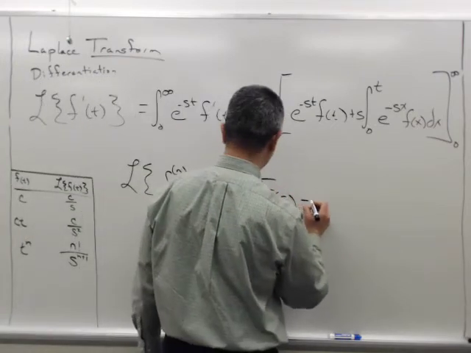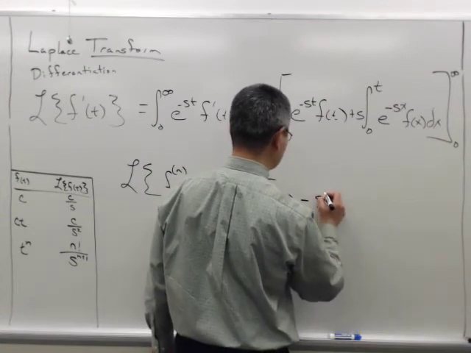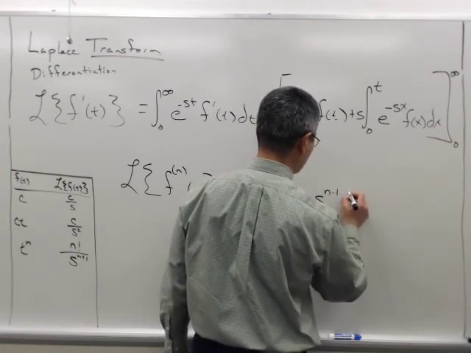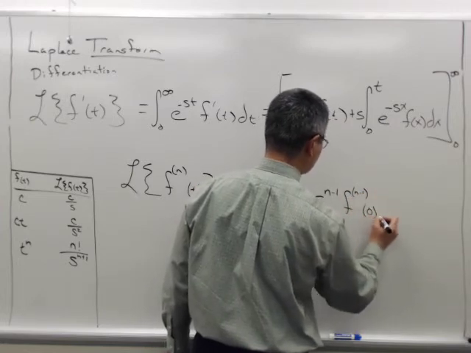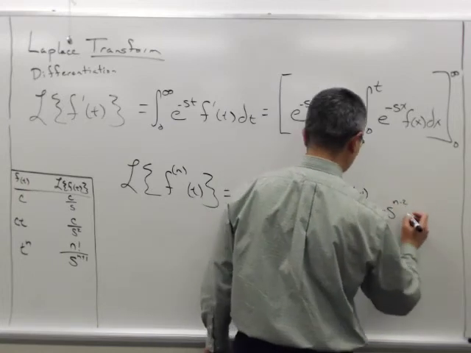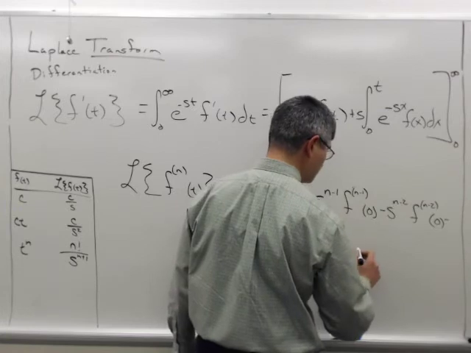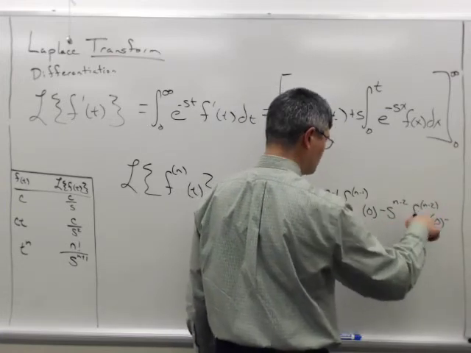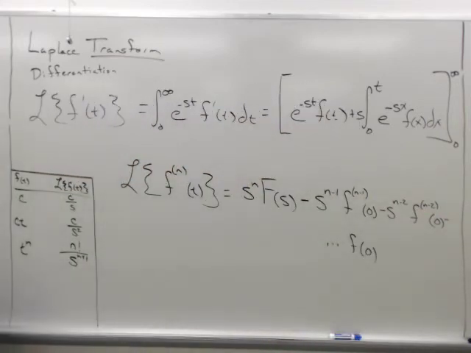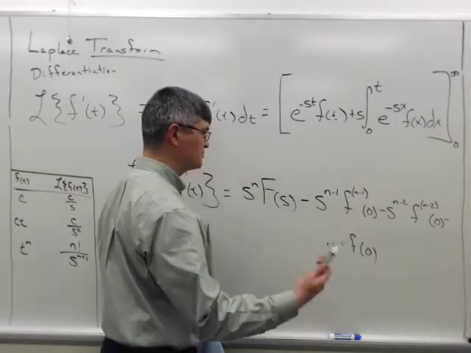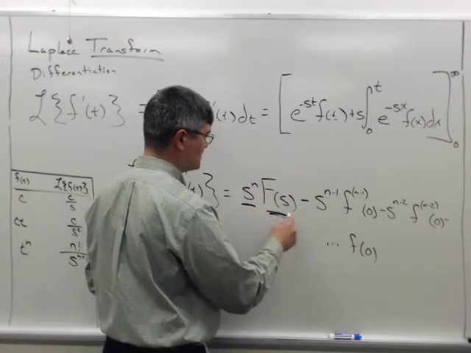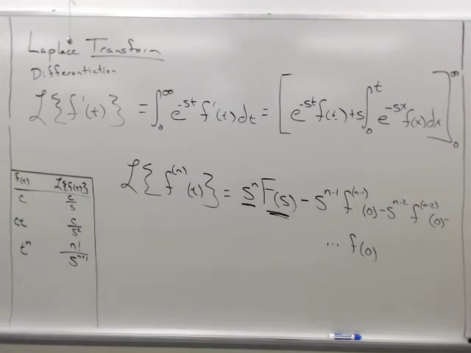You get s to the n minus 1, f n minus 1 at 0, minus s to the n minus 2, f n minus 2, and so on until you finally get to f with no derivatives. You'll get this big long chain, and these will all be initial conditions, numbers that you actually know from elsewhere in your problem. But the nth derivative is the multiplication by s to the n. Did I mess up the sign? The derivative is all at the bottom.